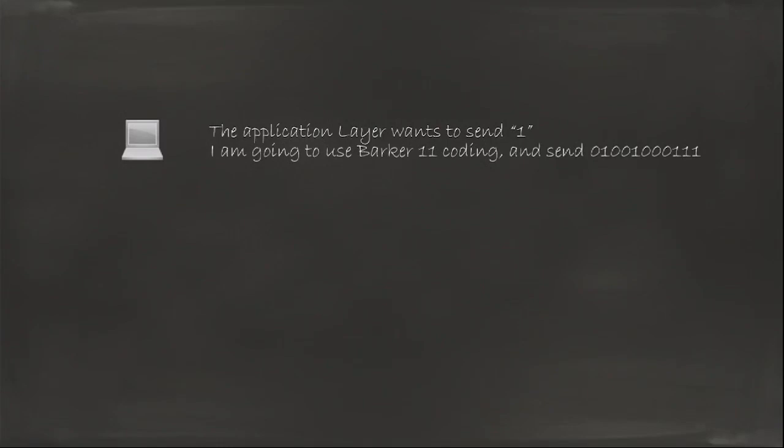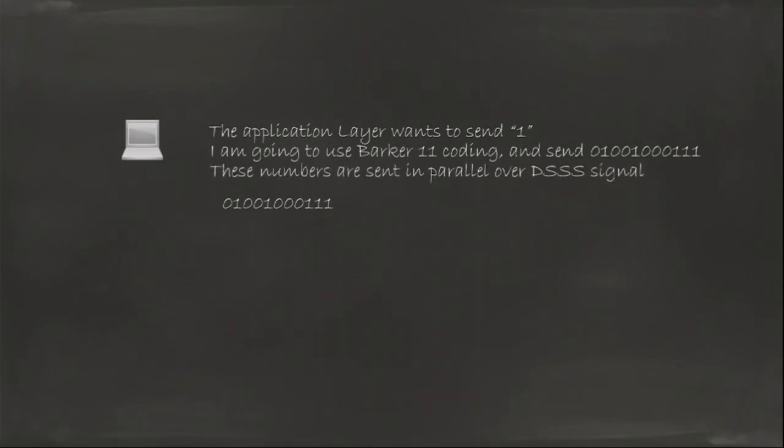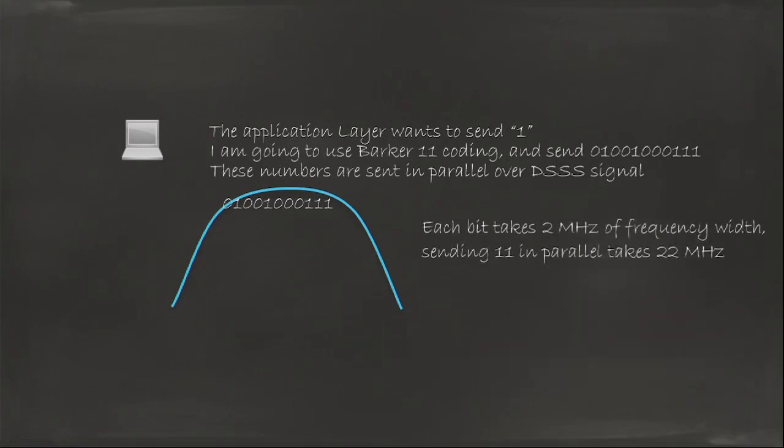So it's very robust. So you take that sequence, those long values now of 11 bits, and you're going to send those numbers in parallel over this spread spectrum signal like this. That's why you were seeing the wave in the previous slide showing these numbers being sent in parallel. To get into the nitty-gritty details, each bit takes 2 megahertz of frequency to be sent. So if you need to send 11 in parallel, you need to have 22 megahertz wide frequency for your transmission. So that's the size of the DSSS basic transmission in Wi-Fi.